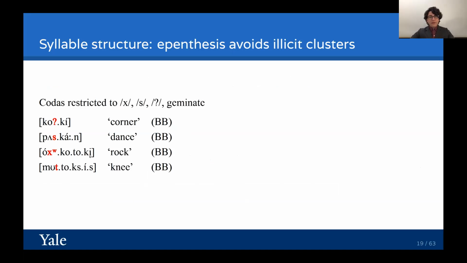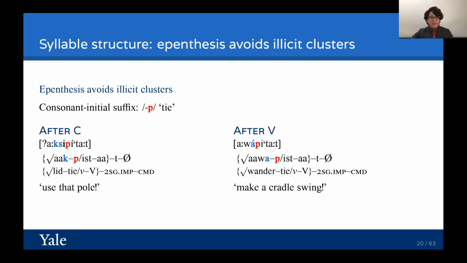And finally, the third aspect about syllable structure to note is that codas are highly restricted and only come in a couple of different kinds. So you can have a coda that is a glottal stop, a dorsal fricative, or an alveolar fricative, as well as the first half of a geminate consonant. And any other kind of cluster which arises across a boundary is resolved via epenthesis.